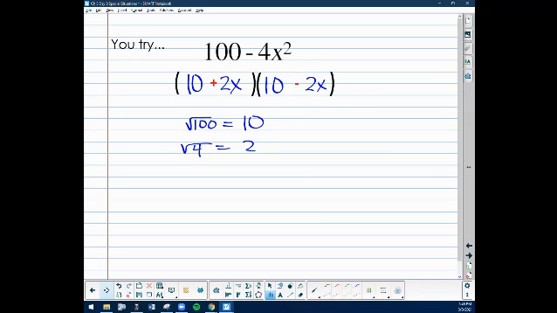All right, hopefully you got 10 plus 2x and 10 minus 2x. So square root of 100 is 10. Square root of 4, oops, I forgot the x squared in there, is 2x. Okay, so 10 plus 2x and 10 minus 2x. Even though it's flip-flopped, again, the square root of the first thing goes in the first spot, and the square root of the second thing goes in the second spot.